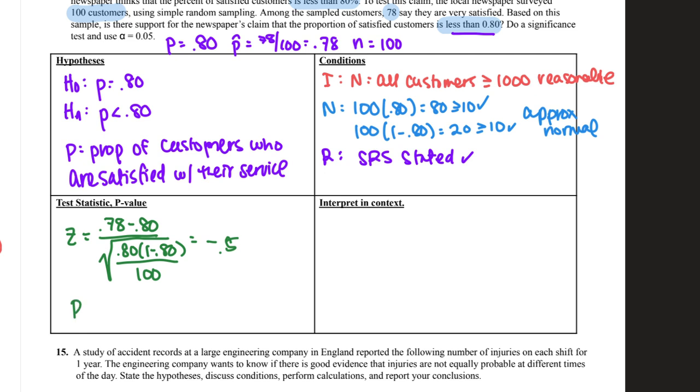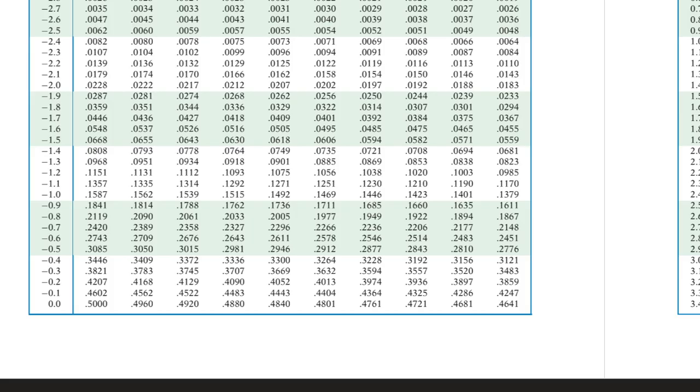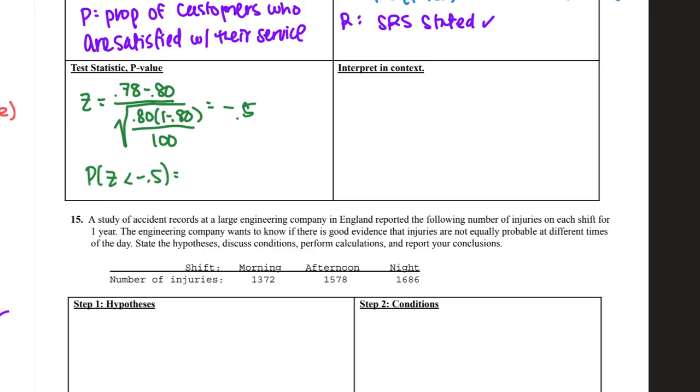And now let's find the p-value. So we're trying to find the probability that p is less than negative 0.5. When we're looking for less than, we're just going to look up negative 0.5 in our table. The p-value for negative 0.5 is going to be 0.3085, and we don't have to do anything special to that since we're looking for less than.